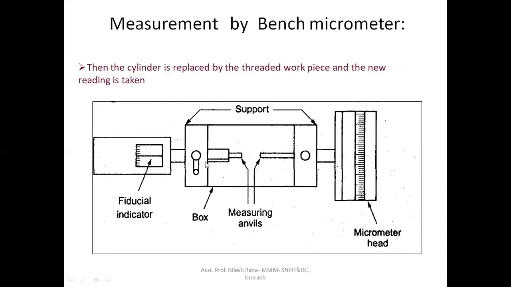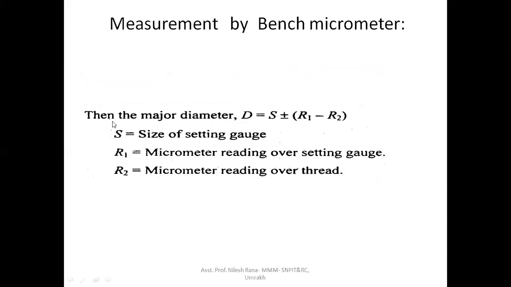So here, the major diameter from the experiment is D equal to S plus or minus (R1 minus R2). Here S is the size of the setting gauge, that is the slip gauge, R1 is the micrometer reading over the setting gauge, and R2 is the micrometer reading over the actual thread. By comparing R1 and R2, you can find the value of the major diameter. This is how you can measure the major diameter of the screw thread.